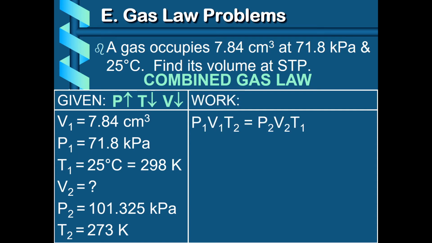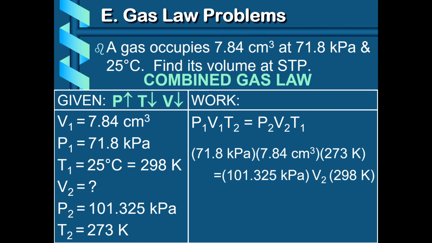Again, they use this version of it. And here you can clearly see that to get V2 by itself, you need to divide both sides by 101 and 98. And they get the same thing.